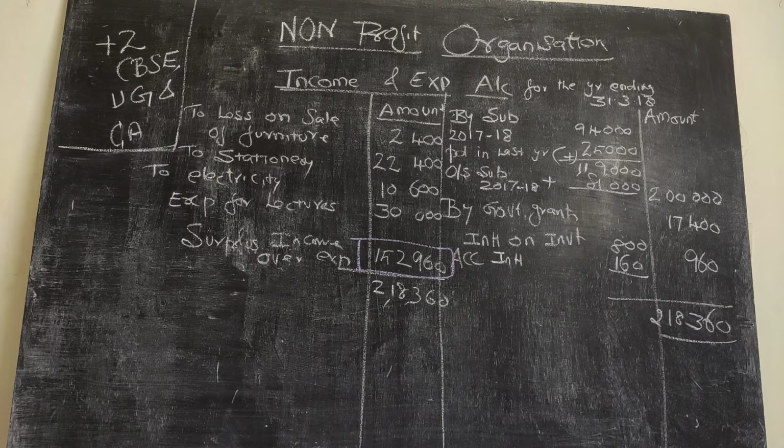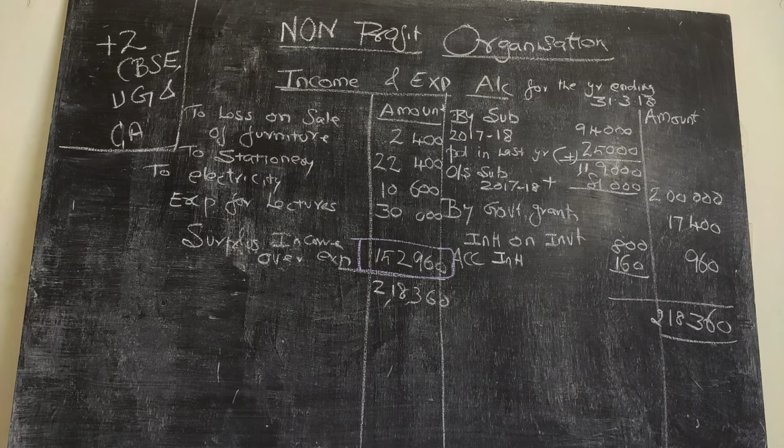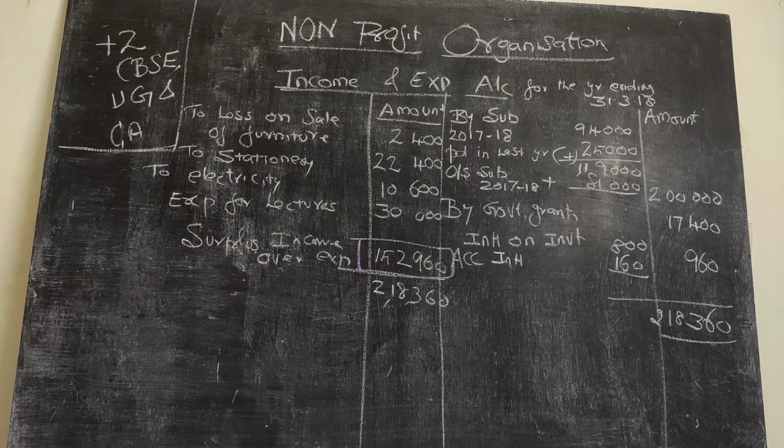Government grants I have taken. Interest on investment 800. Since the problem says that 12% investment is made during this year 8,000, I am assuming that the investment is made on the 1st of April. So interest is due for the whole year. Therefore 12% on 8,000, total amount due is 960, whereas received only 800. Therefore accrued interest 160 I am taking.